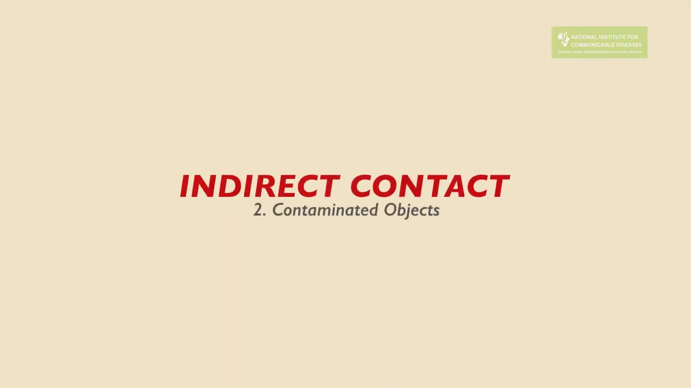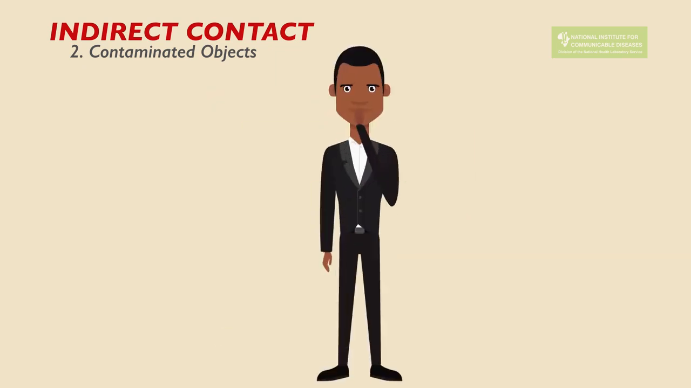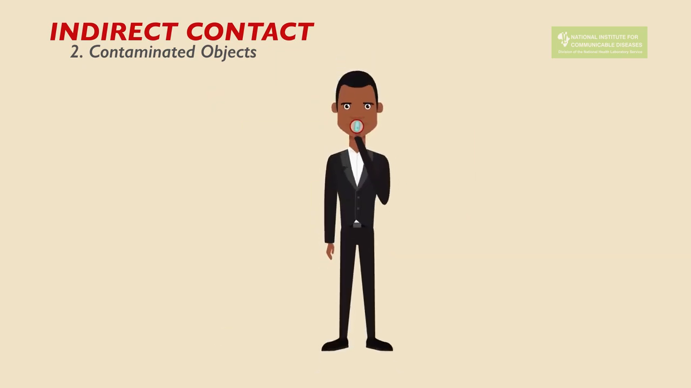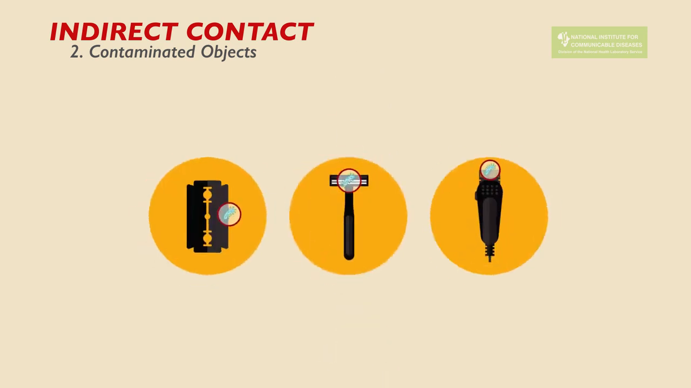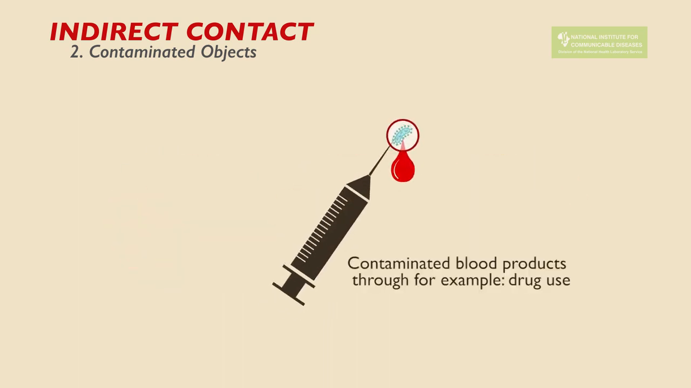Contaminated objects. Some organisms can live on objects for a short time. If you touch an object, such as a doorknob, soon after an infected person, you might be exposed to infection. Transmission occurs when you touch your mouth, nose, or eyes before thoroughly washing your hands. Germs can also be spread through contaminated blood products and medical supplies.